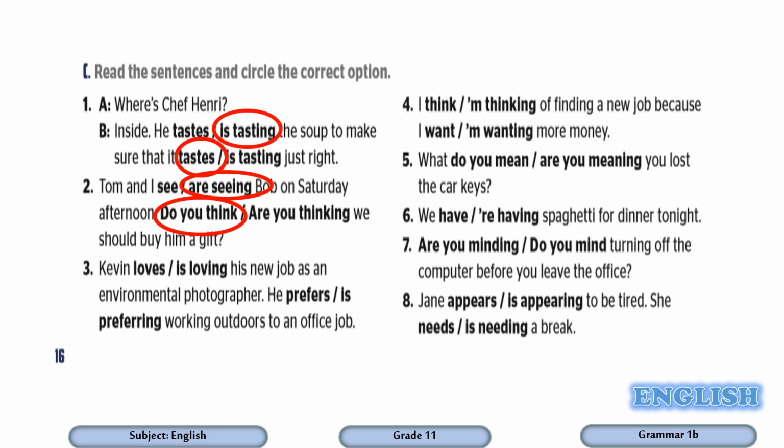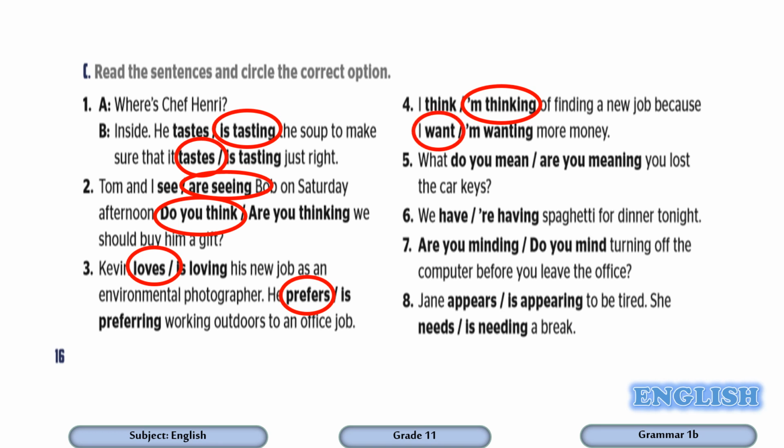Kevin loves or is loving his new job as an environmental photographer. He prefers or he is preferring working outdoors to an office job. So Kevin, love is his feeling, so loves and prefers, it's about preferences. Next one, I think or I'm thinking of finding a new job. This is my plan, it's an action verb about things going around in my mind. So I'm thinking, it's not a state, it's not an opinion. Because I want or I'm wanting. In fact, it's weird to say I'm wanting. We never ever say I'm wanting. So I want more money.